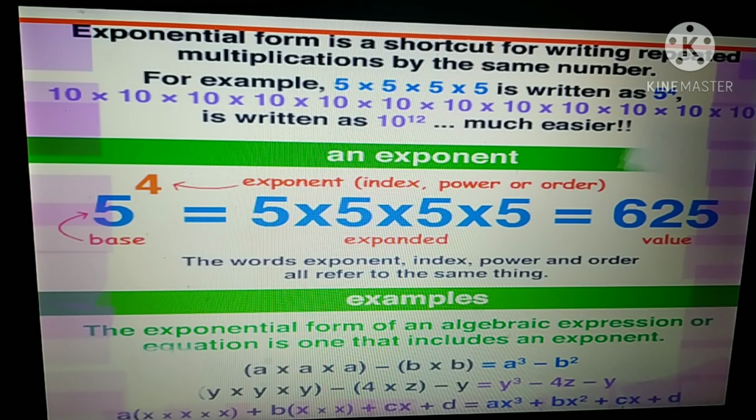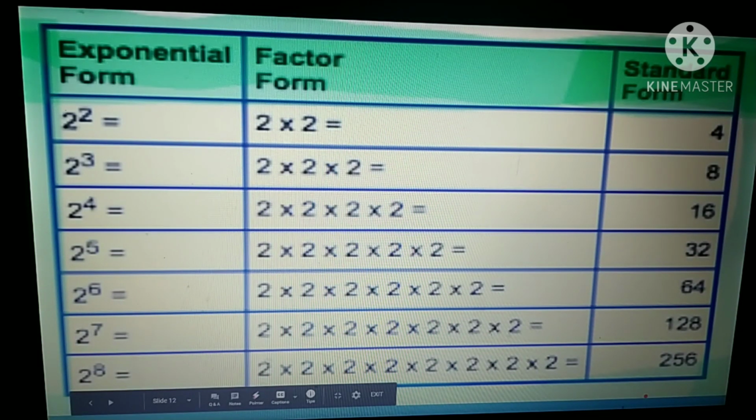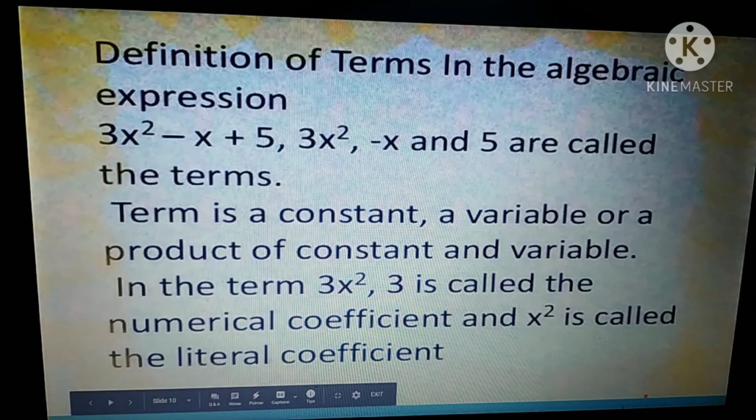So like that you have to write the power. What is the power of a particular number or variable? In the power, how many times that particular number is repeated, that number you have to mention as the power. Understood?